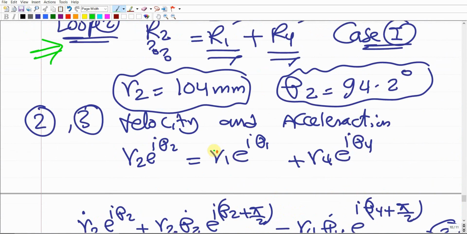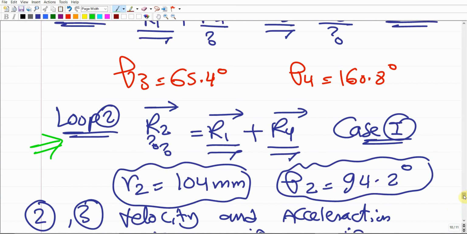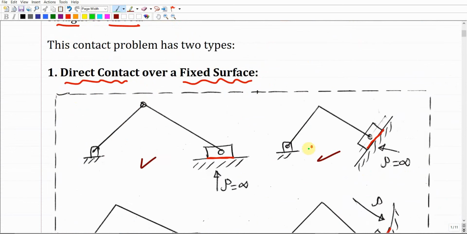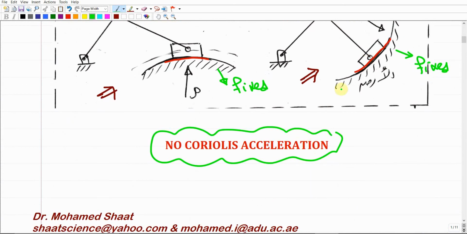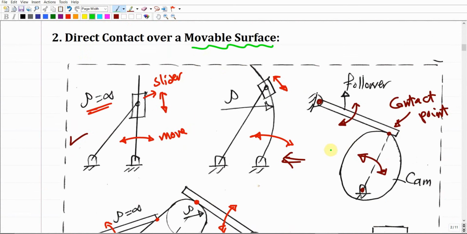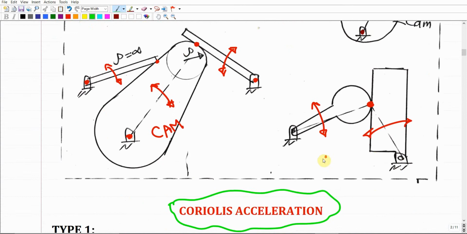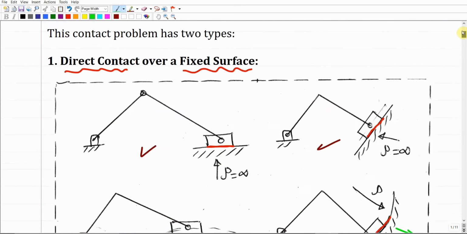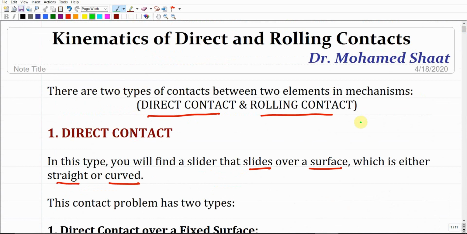Today we have discussed two different types of contacts. And this special type of problem is highly important in case we do have these direct contacts, especially over curved surfaces, whether the surface is moving or stationary. Then we discussed the rolling contact, and we knew how we can convert the rolling contact into an equivalent direct contact so we can solve it. And this is the end of this video.